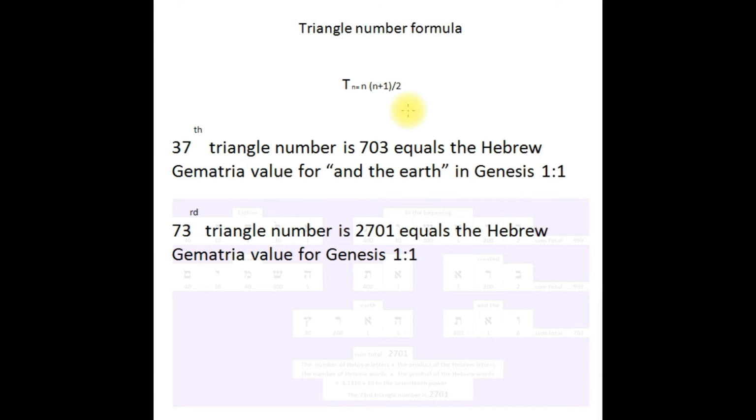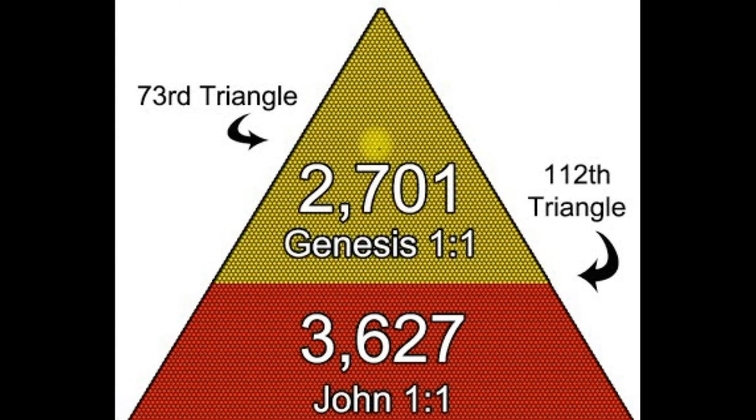In the triangle number formula, the triangle number times the triangle number plus 1 divided by 2, 37. The 37th triangle number is 703, which equals "and the earth" from Genesis 1:1, and the 73rd triangle number is 2701, which equals the gematria value for Genesis 1:1 in Hebrew. 2,701 units, the 73rd triangle in Hebrew for Genesis 1:1. And 3,627 units, the 112th triangle number. This would be John 1:1, but in Greek.